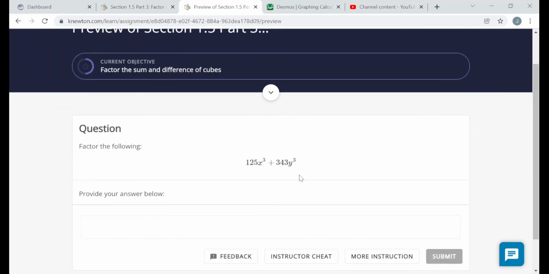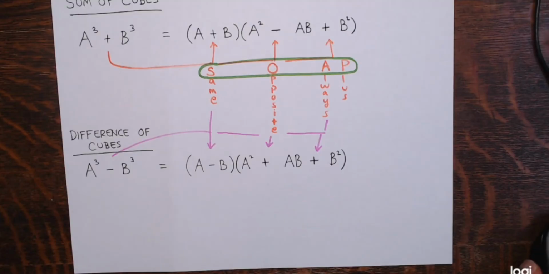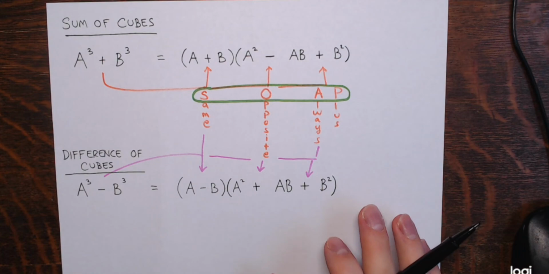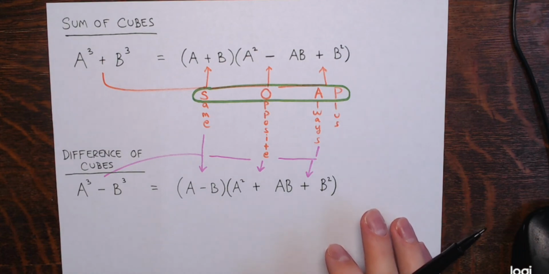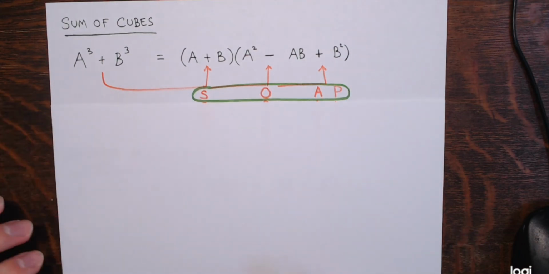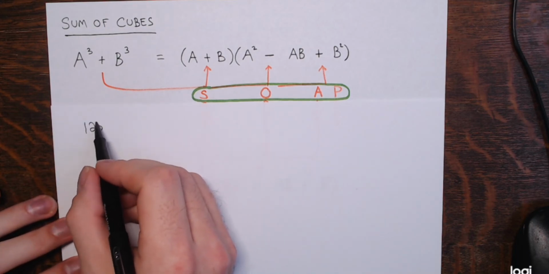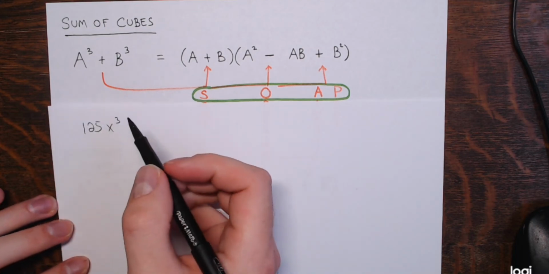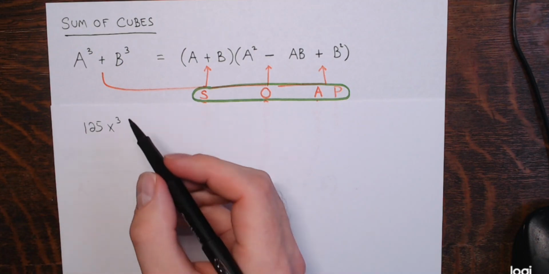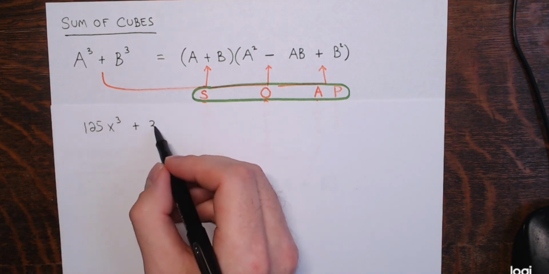Again, it's a sum of cubes. Just understand that, if you ever get a difference of cubes, it's basically the sum of cubes, but with a couple sign changes. Alright, so I'm pulling back that sum and difference of cubes paper I wrote earlier. And again, it's a sum, so we'll go up to the sum of cubes formula where we have 125x cubed plus 343y cubed.